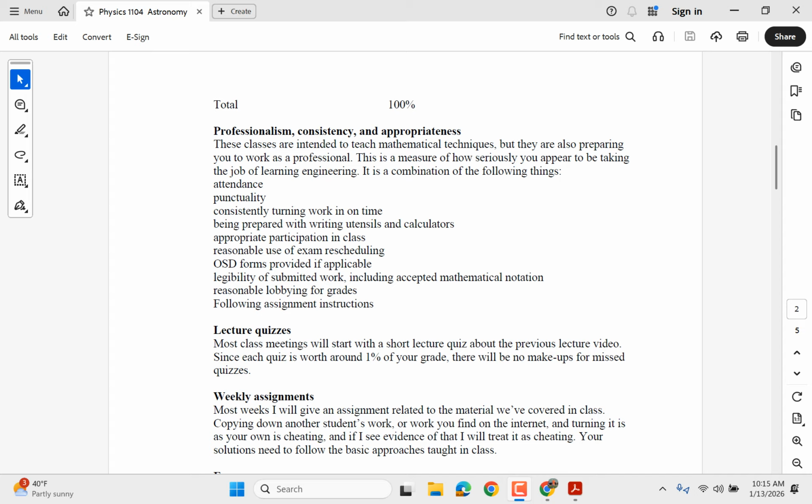Then consistently turning work in on time. Everybody has scheduling issues. Sometimes it doesn't work out. I'm always happy to be lenient with turning stuff in a little late. But if you're doing it consistently, that's just not doing the job of being an engineering student. At exams and classes, have calculators and writing utensils with you. It's just part of being prepared.